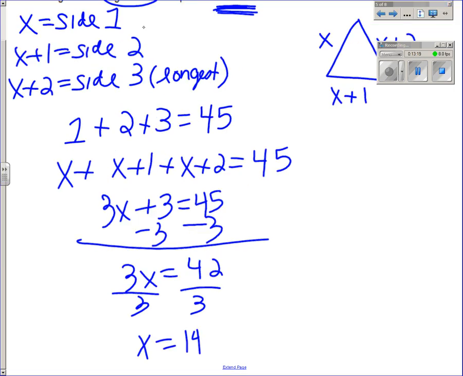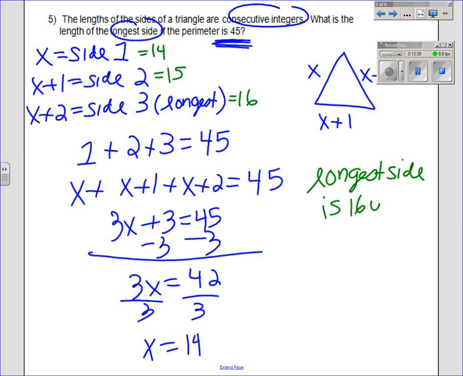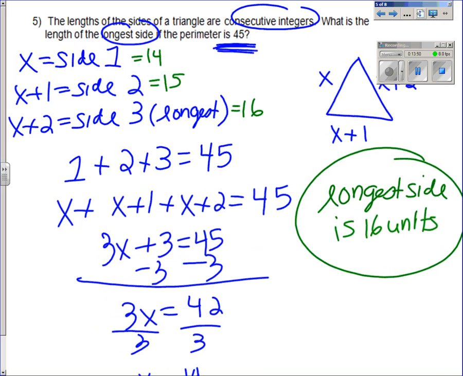So let me get into this big page thing. So if x is 14, the longest side, if that's 14, that's 15, then that's 16. So longest side, and we don't have any units, so that's okay. I'm just going to put 16 units. Alrighty. Next one.